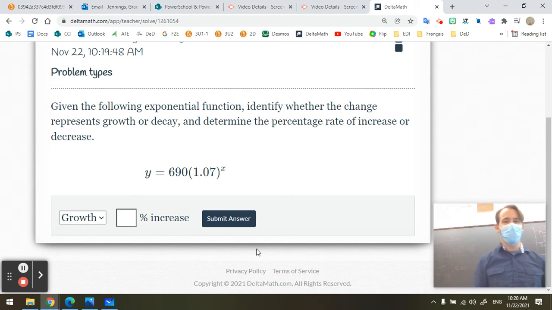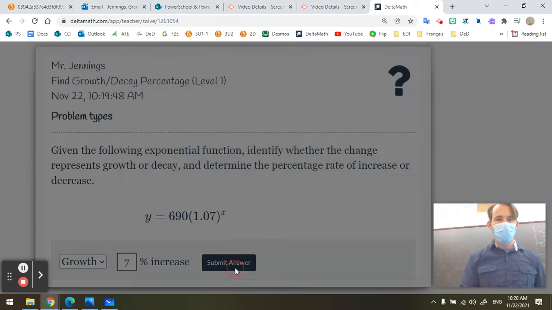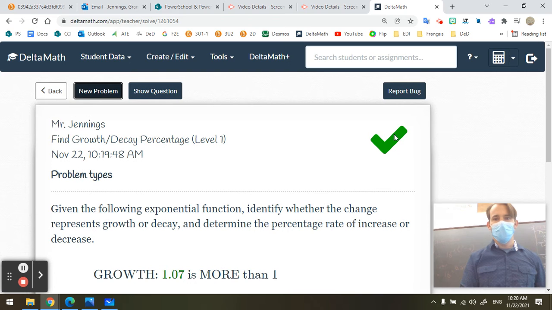We're doing lots of Delta Math, and here are some of the skills that you're going to find in your quiz review Delta Math assignment. We want to be able to look at an equation like y is equal to 690 multiplied by 1.07 raised to the power x, and know that that represents 7% growth, because this is 7% bigger than 1. So we submit answer and we say yes, and we know that that's true.